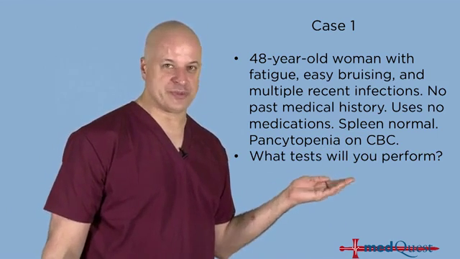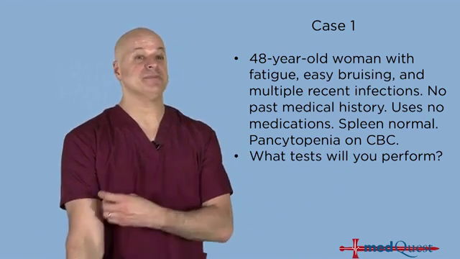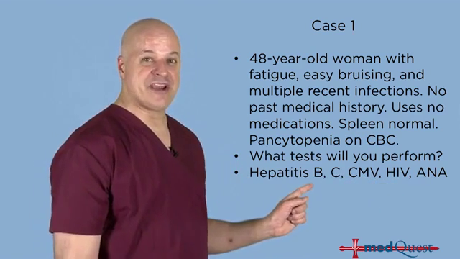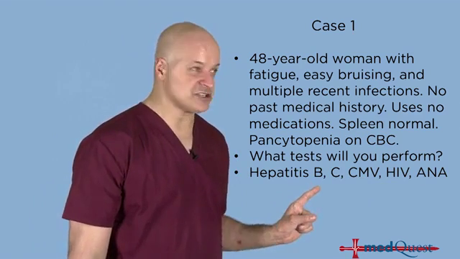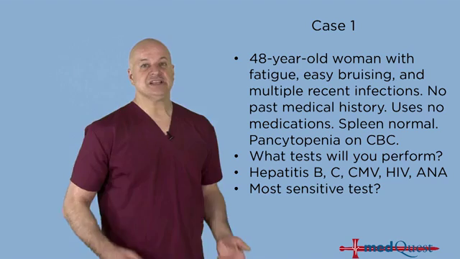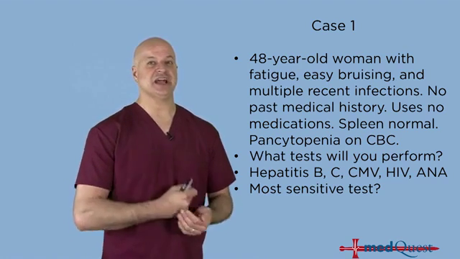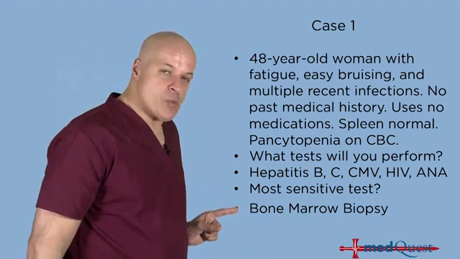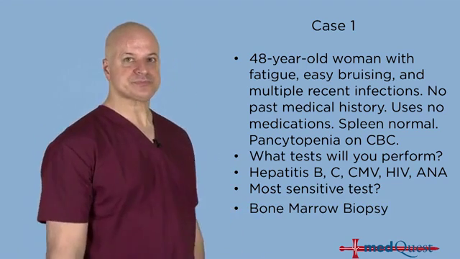The only way you can tell ultimately that it's a production problem is to do a bone marrow. You do a bone marrow after you're certain that it's not hepatitis B or C, or HIV, CMV, or autoimmune diseases like lupus. The most sensitive test is you've got to get in there and marrow the person, because you've got to see why this person isn't producing.